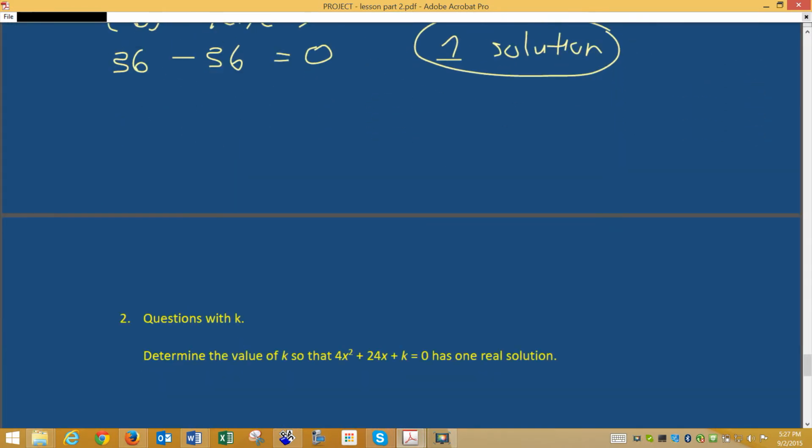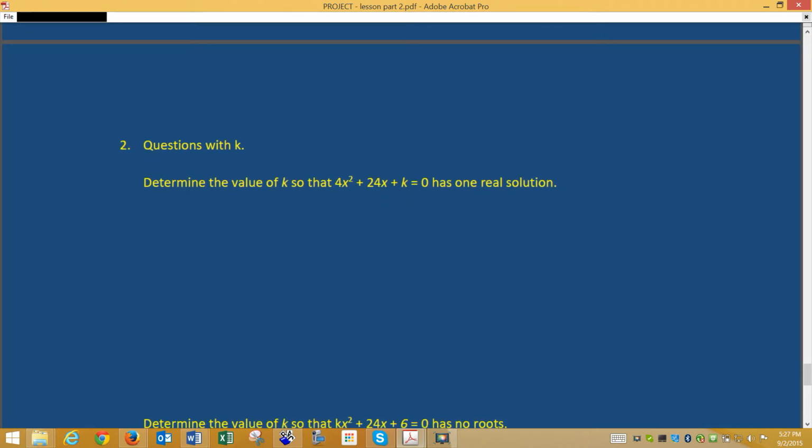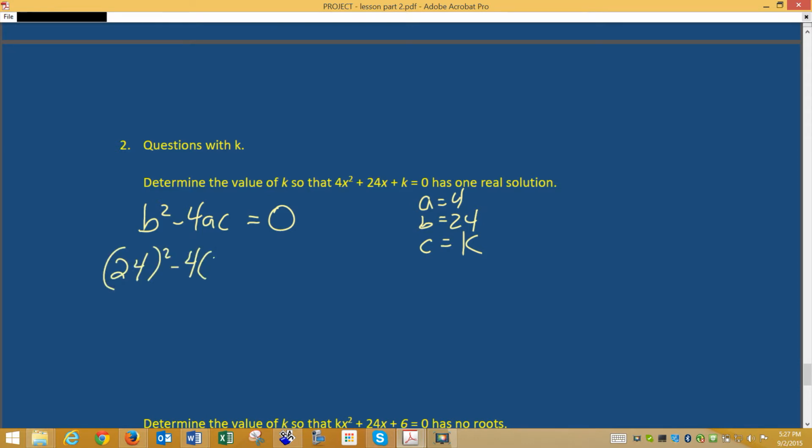Type 2 with the discriminant is when there's questions with a k. So this one's saying determine the value of k so that 4x squared plus 24x plus k has one real solution. All right, so same thing. A equals 4, b equals 24, and c equals k. And okay, one real solution. So that means that my discriminant, if it has one real solution, is exactly equal to 0. So I'm going to have 24 squared minus 4 times 4 times k equals 0.